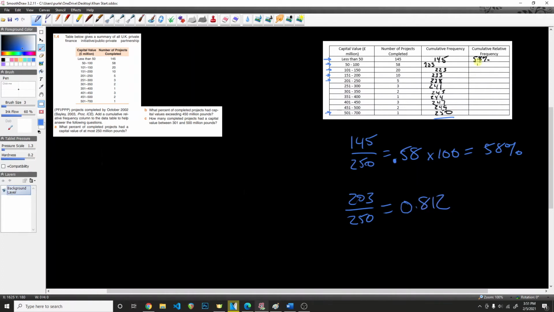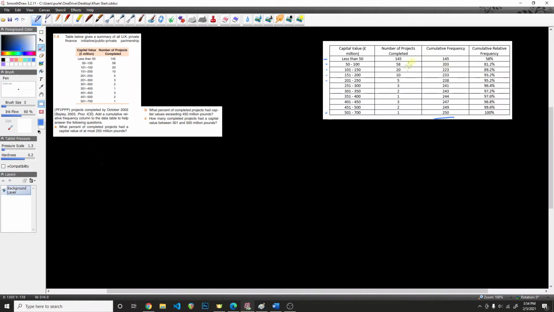So here we could just write 81.2%. Then we look at our next value, 223. 223 divided by 250. That is going to be 0.892. And if you multiply that by 100, you get 89.2%. Now we're going to do 233 out of 250. That is going to give us 0.932. So now we have represented 93.2% of our data.